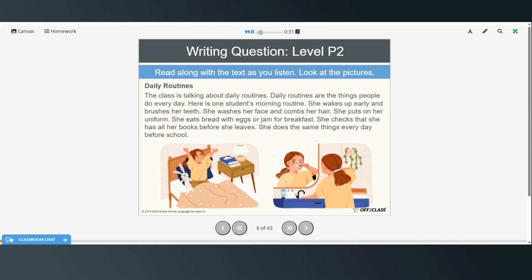Daily routines. The class is talking about daily routines. Daily routines are the things people do every day. Here is one student's morning routine. She wakes up early and brushes her teeth. She washes her face and combs her hair. She puts on her uniform. She eats bread with eggs or jam for breakfast. She checks that she has all her books before she leaves. She does the same things every day before school.